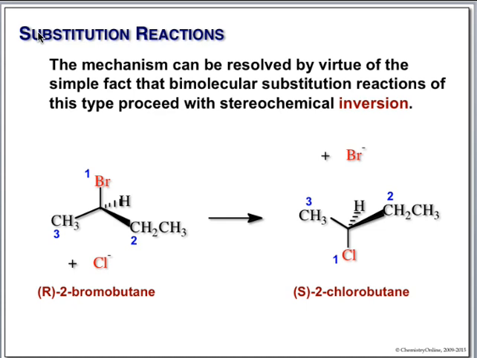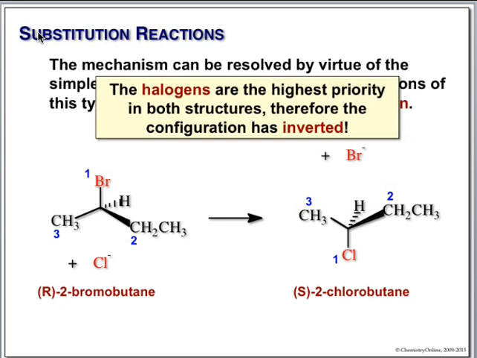Everyone see that? In both cases, the halogens are the highest priority. So we've gone from R to S, and again, we have inversion of stereochemical configuration.